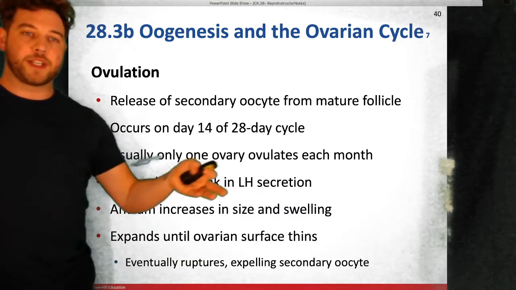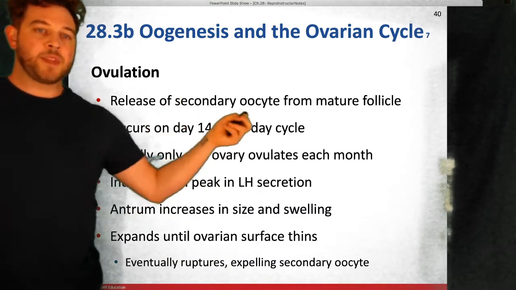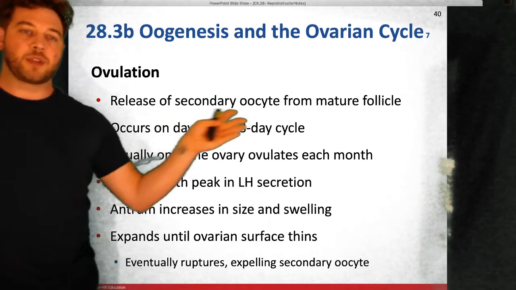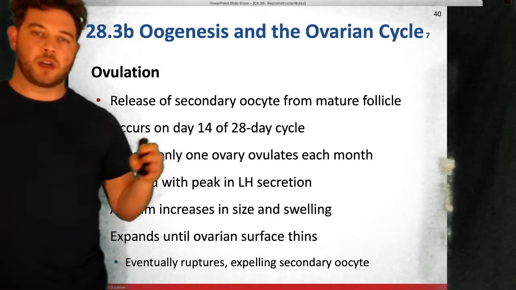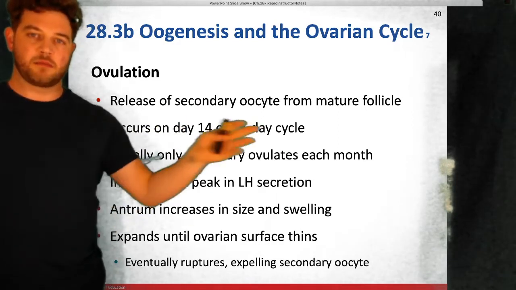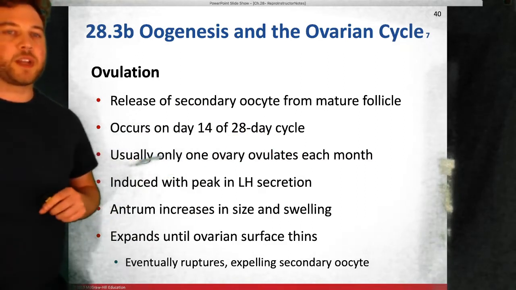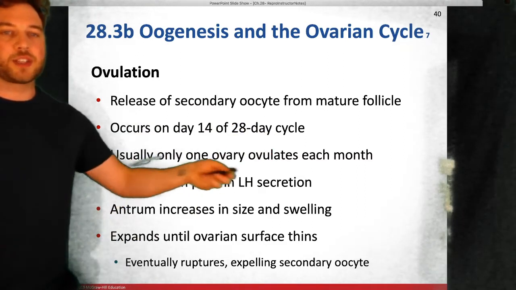So that was your follicular phase. Ovulation is the release of the secondary oocyte from the mature follicle. It occurs on day 14 of the 28-day cycle. Again, women can track their cycles and use that as a marker. Usually only one ovary ovulates each month, induced with a peak in LH secretion.